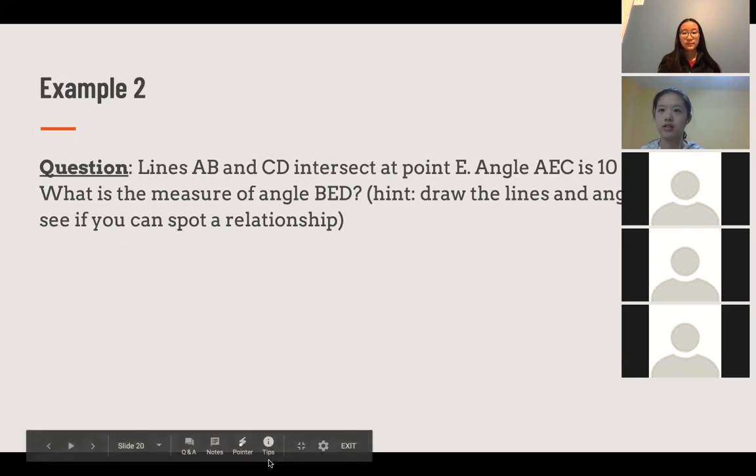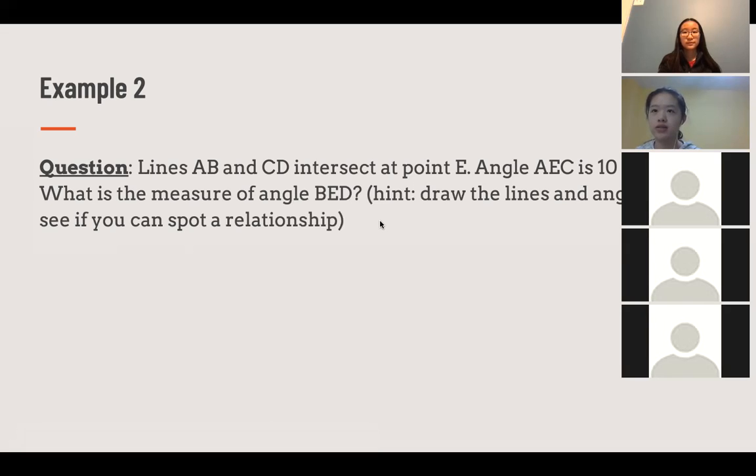Okay, for the second example, lines AB and CD intersect at point E. Angle AEC is 10 degrees. What's the measure of angle BED? And if you can't visualize this question, the best thing to do is just to draw the lines and angles and see if you can spot a relationship, which we've discussed.